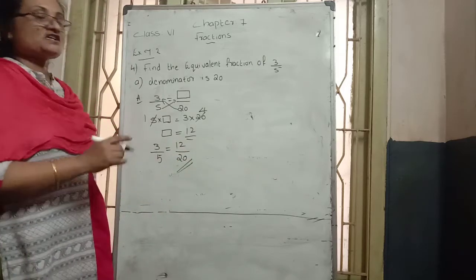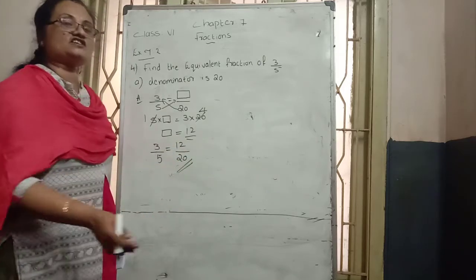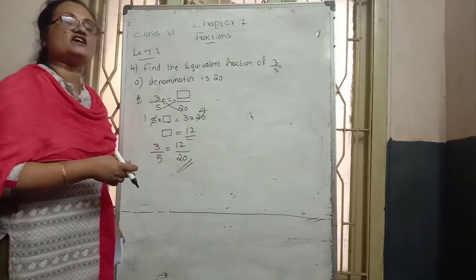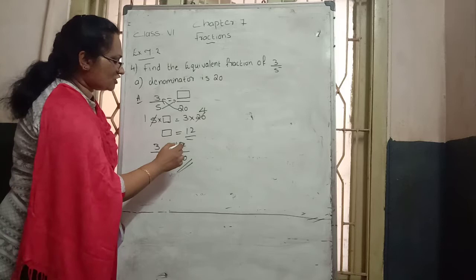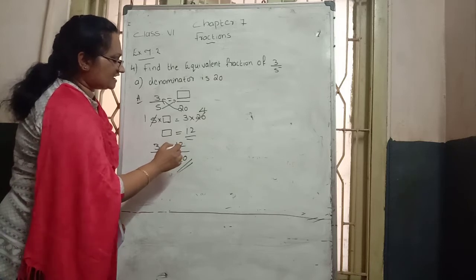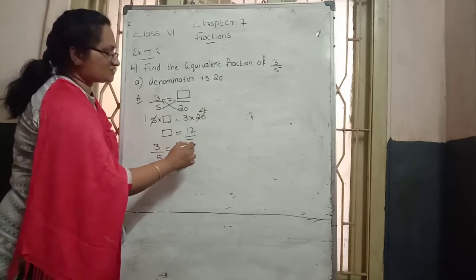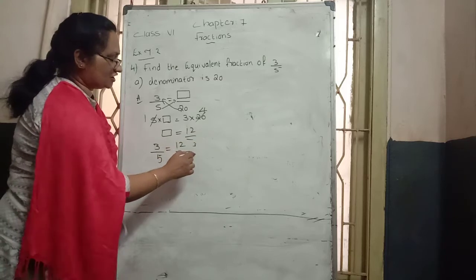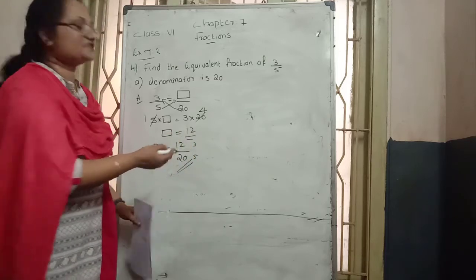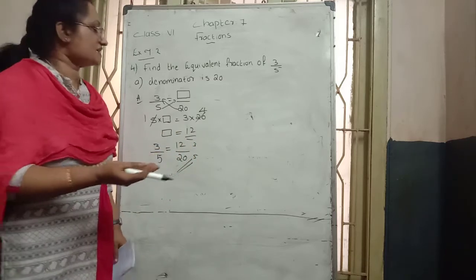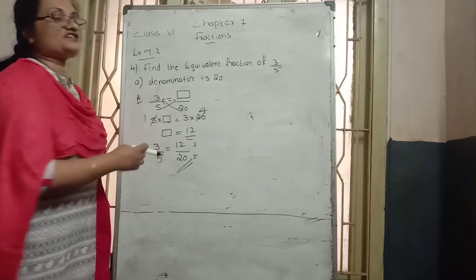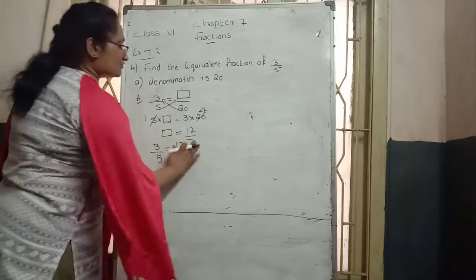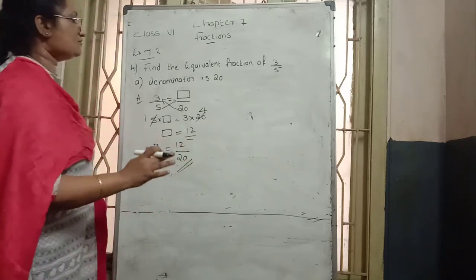That means 12 by 20, cancelling again, we get which fraction? 3 by 4? See, which table? Use the 4 table and cancel. 3 into 4 comes to be 12. 3 into 5 comes to be 15. That's why 12 by 20, cancelling, gives 3 by 5. So we can say the equivalent fraction of 3 by 5 becomes 12 by 20.